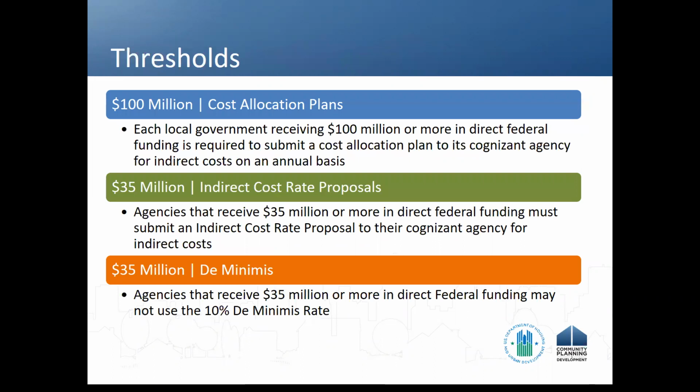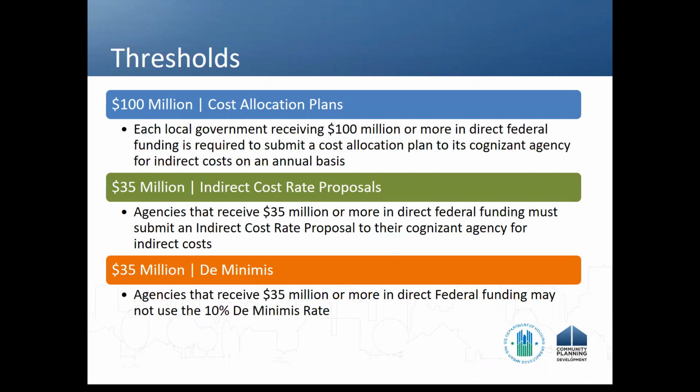So now taking a step back and looking at all three methods again, the following thresholds are important for establishing when each of the three methods are required or not allowed to be used. So with respect to cost allocation plans, each local government receiving $100 million or more in direct federal funding is required to submit a cost allocation plan to its cognizant agency for indirect costs on an annual basis. And we will discuss what a cognizant agency is in just a moment.